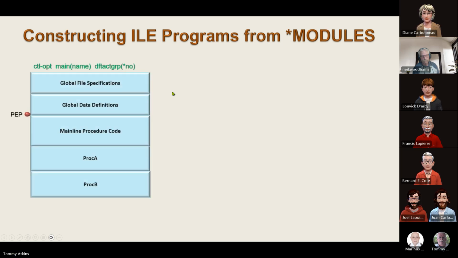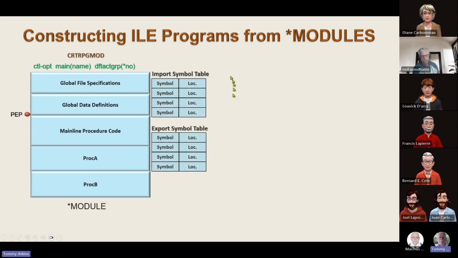Here we have a module which we have created, but instead of using your create bound RPG, we use create RPG mod. This creates a module. It's not executable, but in this case, you've got a main keyword. So you've got a program entry point, and you've kicked it out of the default activation group by using that keyword.